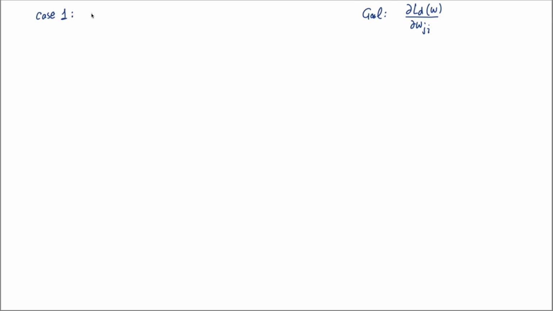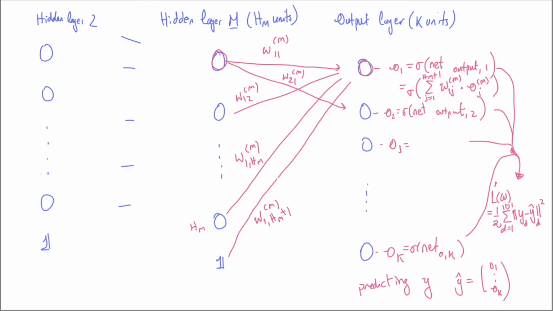Now the first case is where Wji is Wji^m, which means that this is an output layer weight. If we go back to the picture of the output layer, the weights in this last layer before we stop passing inputs through the network are in this layer here, layer M. What if we want to compute the derivative of the loss with respect to one of these weights in the last layer?